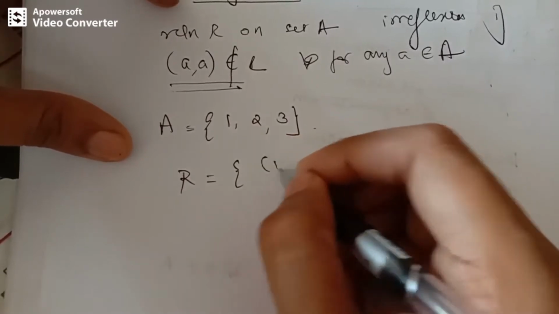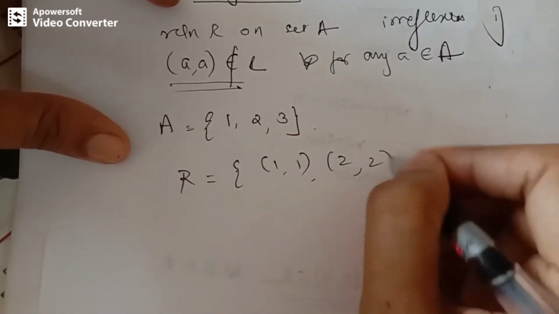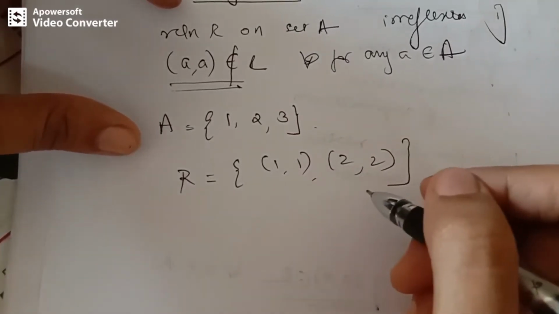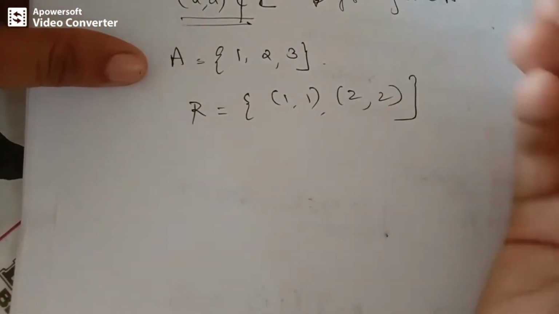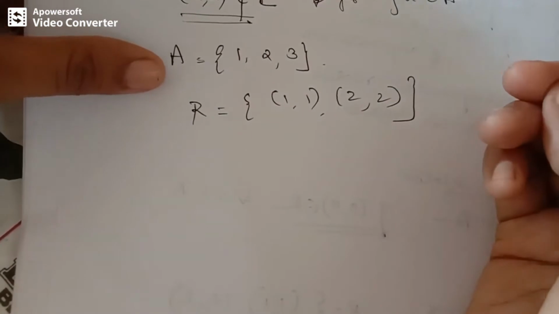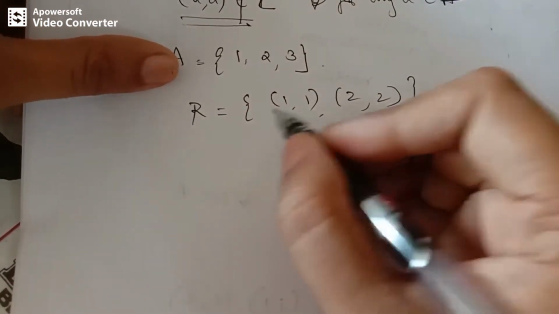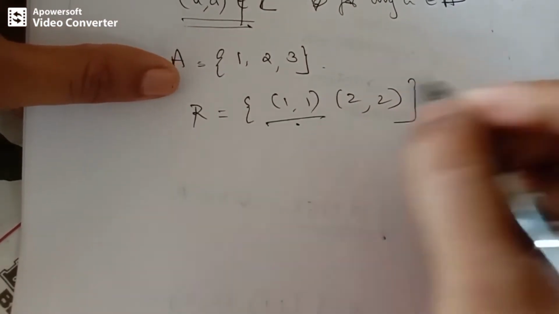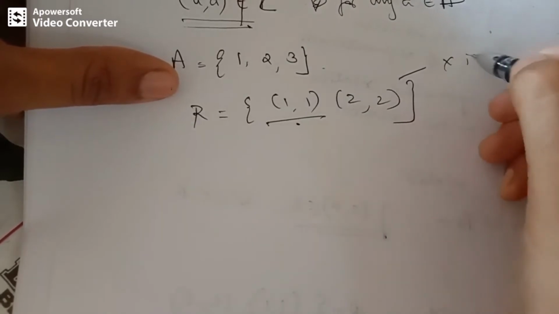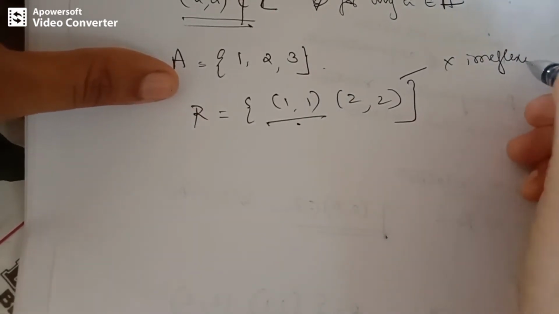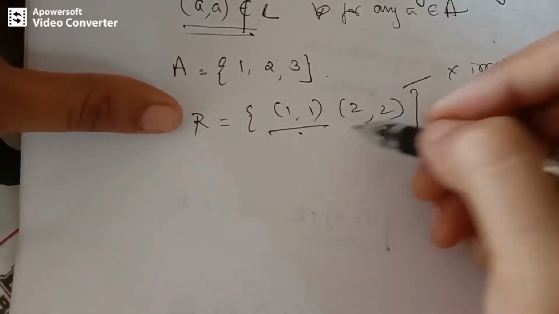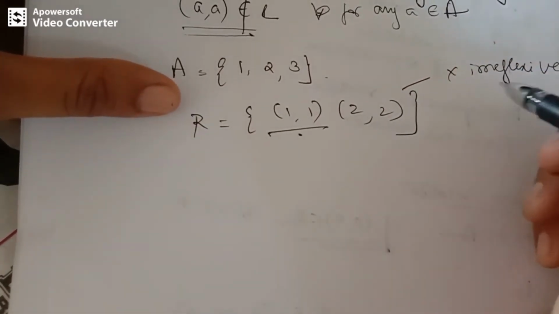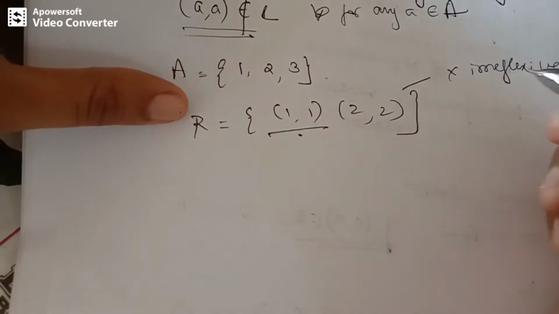The relation R consists of, let us say, only these 2 pairs. So now let's see whether it is not reflexive or irreflexive. You can observe that there is at least one element related to itself. That is, at least one element is related to itself, right? So this relation is not irreflexive.